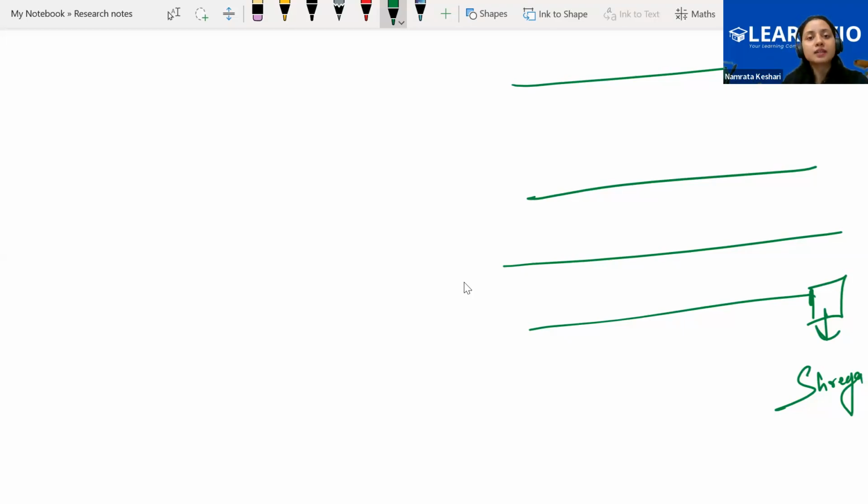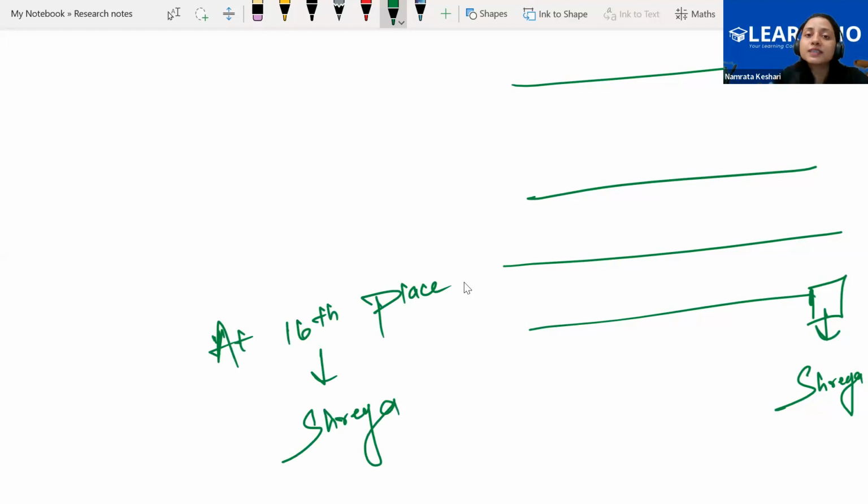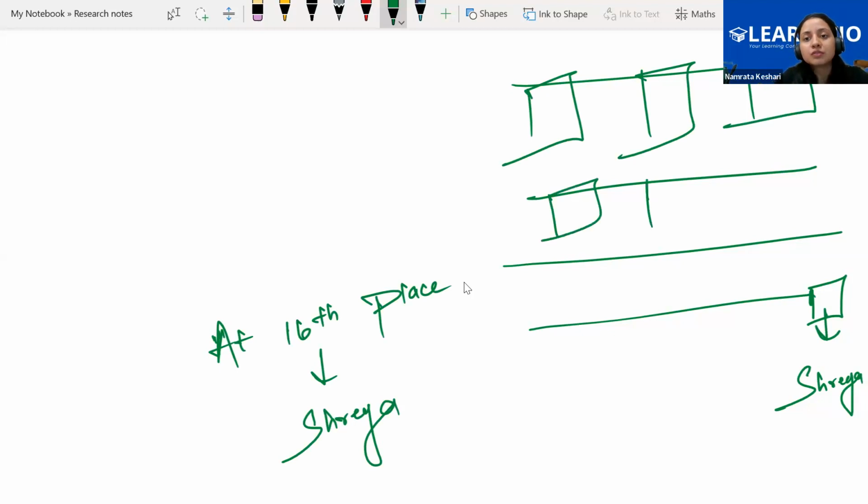Now someone came and said to me that at the 16th place Shreya is sitting. So can we say total 16 seats are available? The last one is Shreya and the 16th place is Shreya, so total 16 are there. If you get the last number, can we say that much is the number of seats we are having?